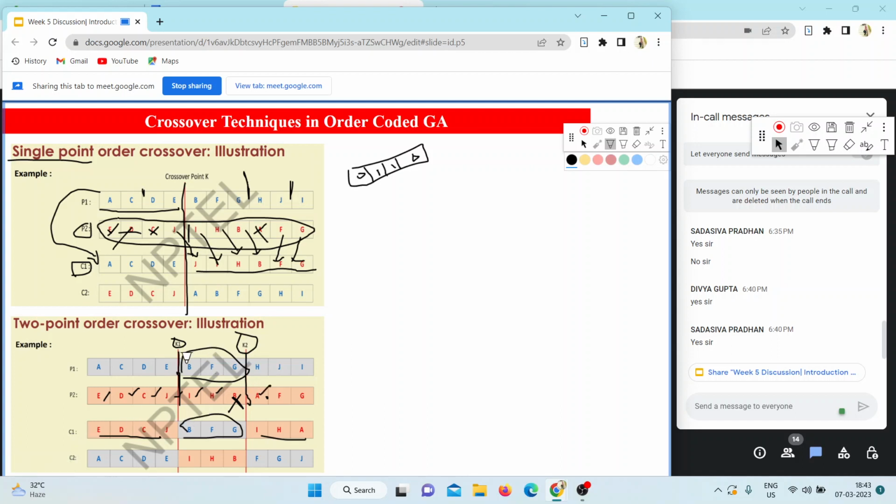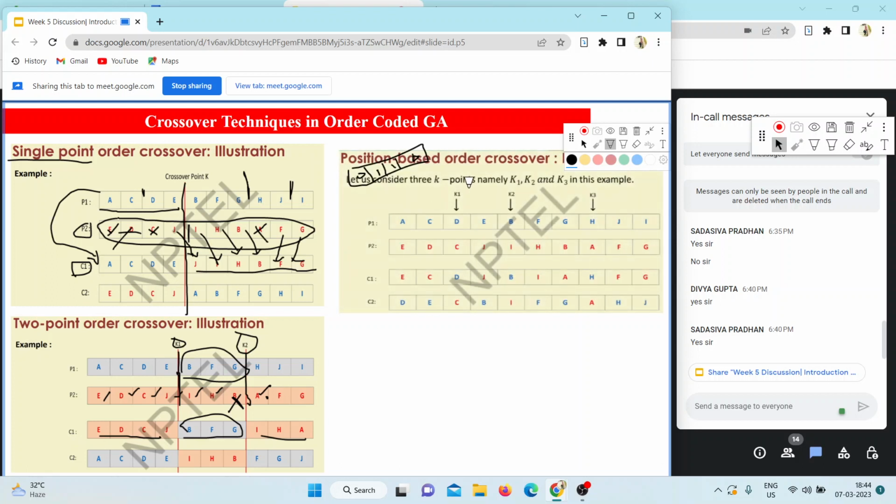So again I am repeating what you do: you put two imaginary crossover bars. In between the bars you copy exactly from parent 1 to child 1. And for the other bits of child 1, you take the bits from P2, provided that no bit should be repeated more than once. So that is how you do the 2-point crossover.